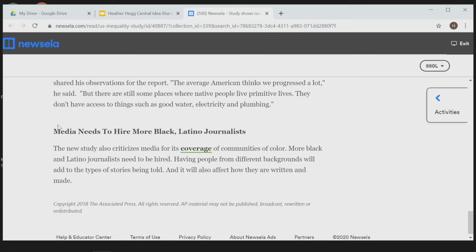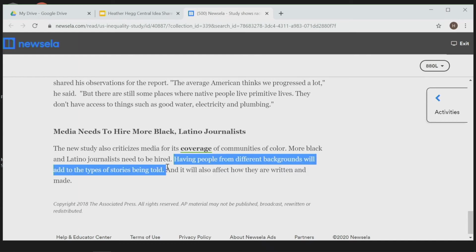Finally, if segregation is a problem, then diversity seems to be the solution to that problem. So, right here, I think the important detail is, if you have people from different backgrounds adding to the stories, you're going to get a diversity of stories. You'll hear everyone's stories, not just one story.